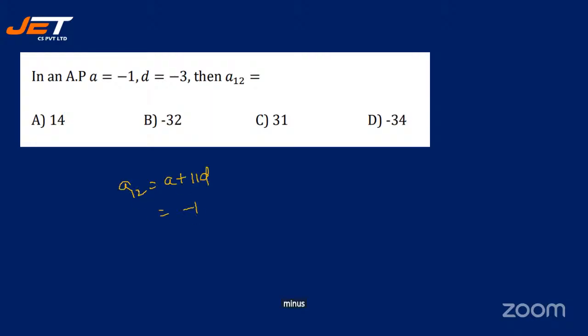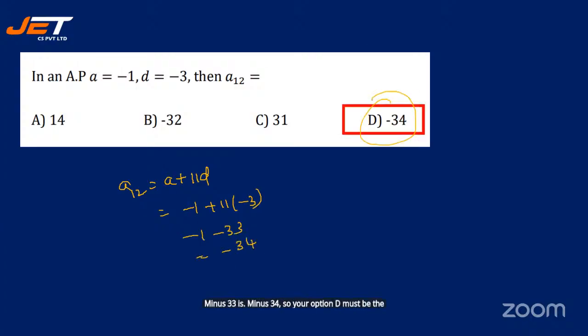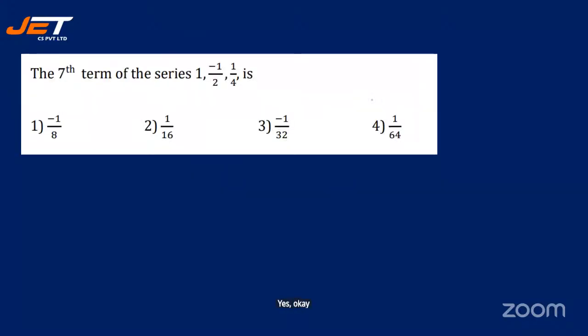Minus 33 is minus 34. So your option D must be the correct answer. Yes. Okay. Right. See the next question.